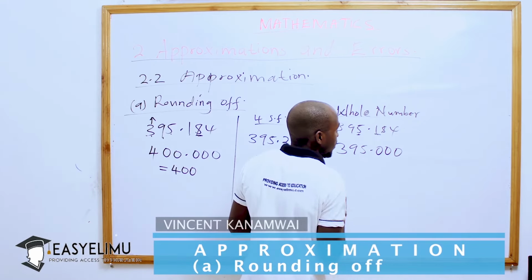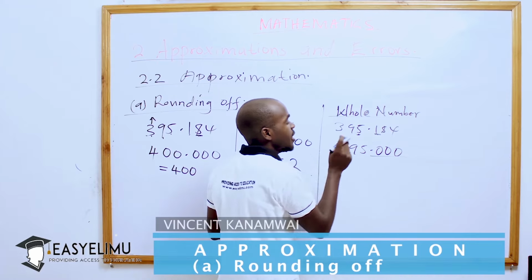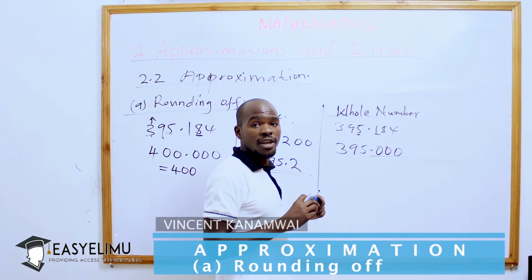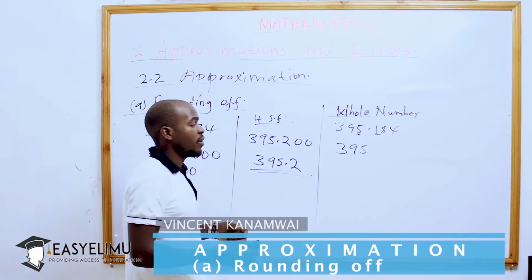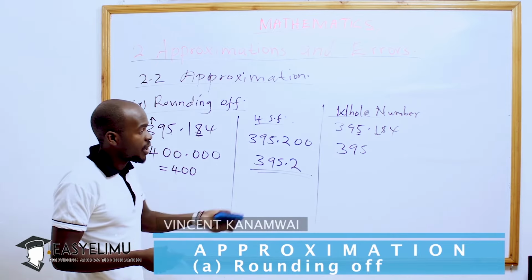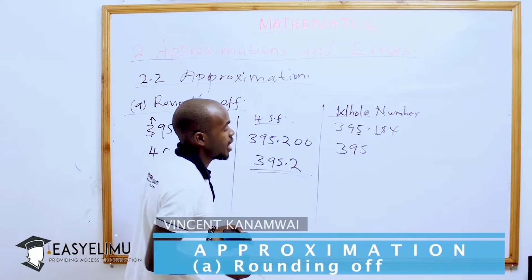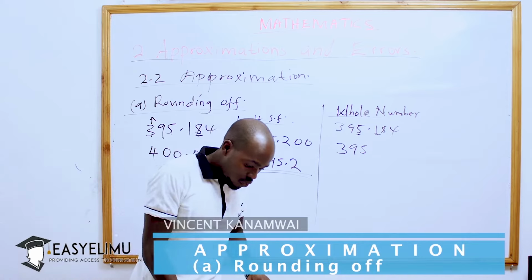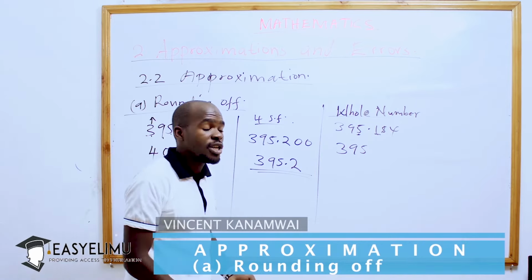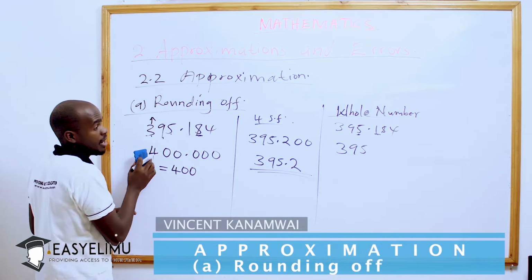But this one means these zeros after the decimal place have no significant information. So we can wrap them up and remain with our answer 395. So we can round off the number to 2 decimal places as we have here.